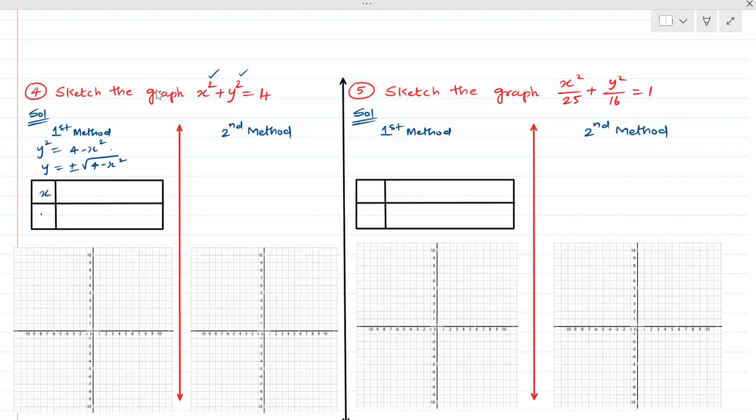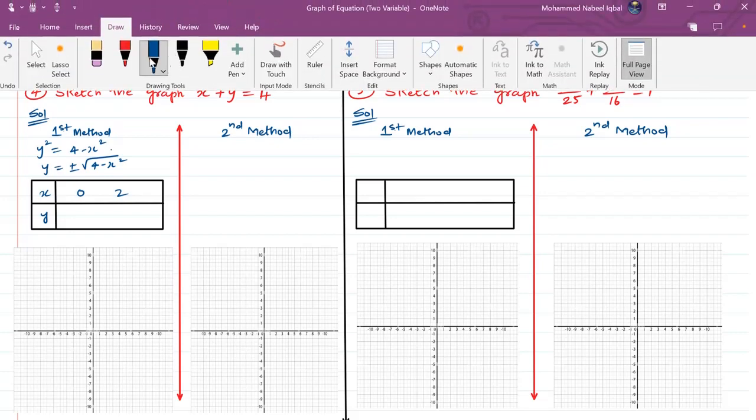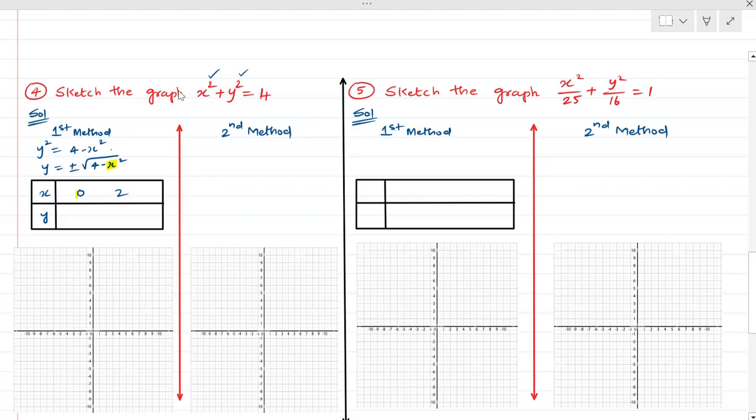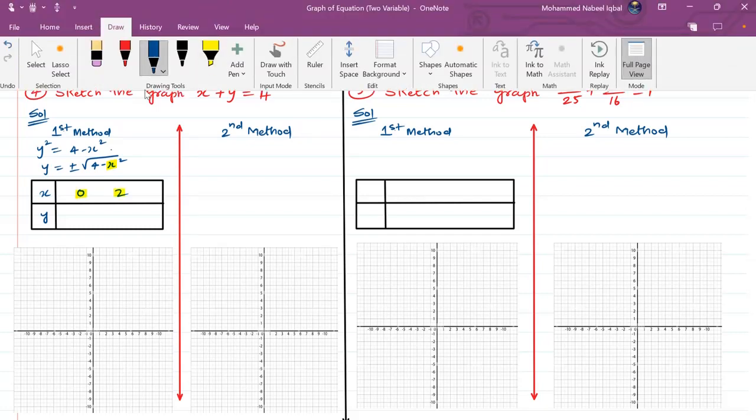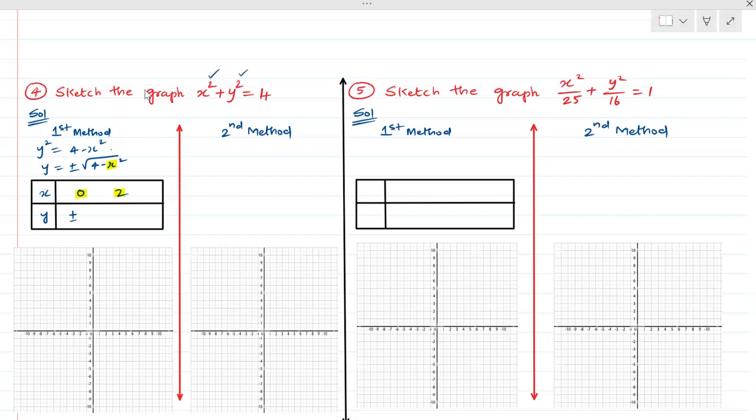I give the values of x and y, value 0, I substitute. Then I substitute the 2. So it is easy to calculate, right? So let us check the first one. If I substitute the x value here, what will you get? When x is 0, y is plus or minus 2. When I substitute 2, you will get 4. 4 minus 4 is 0. So it is plus or minus 0. It is a neutral number, 0.